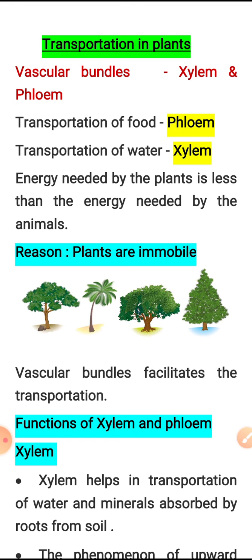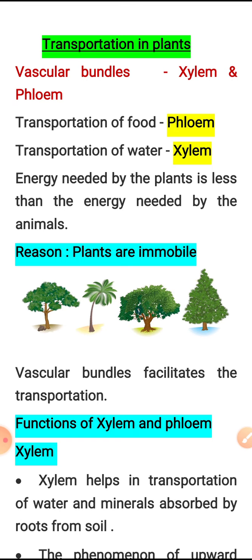We all know that plants perform photosynthesis and prepare food, and this food is later stored in the leaves, right? So there has to be some way by which the food is transported to different parts of the plant, because all the parts of the plant need food, right?